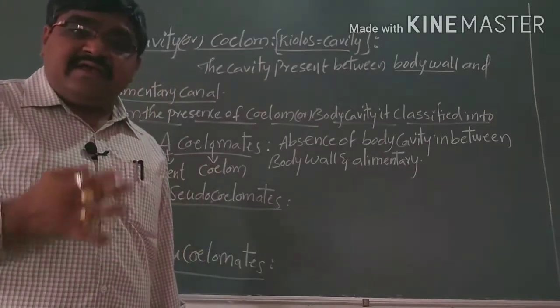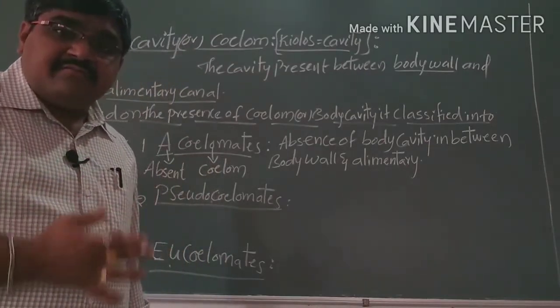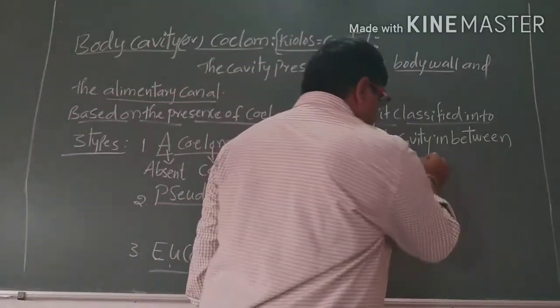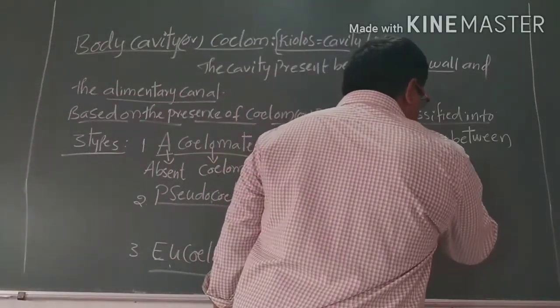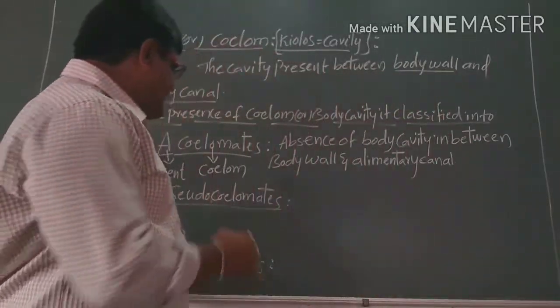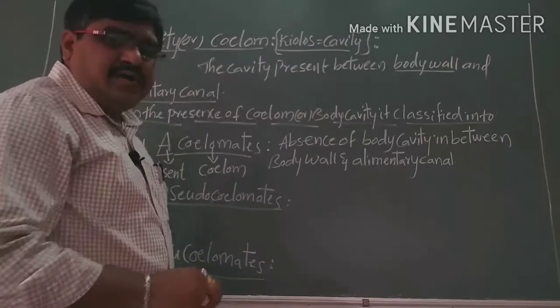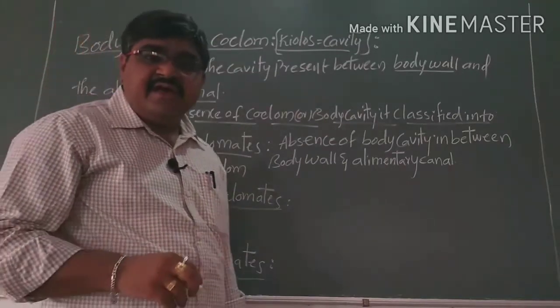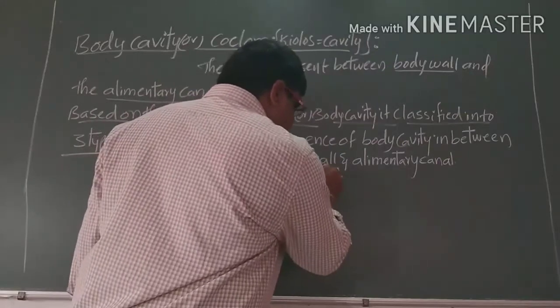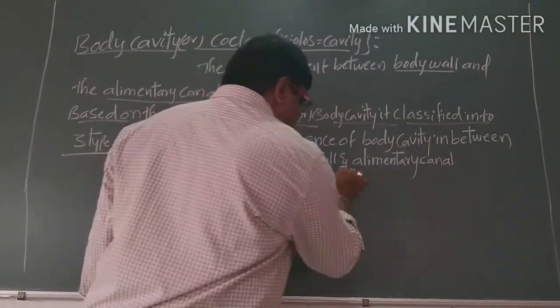The body cavity is absent between the body wall and the elementary canal. So this type of organisms are called acoelomates. An example, if you see, is Platyhelminthes.